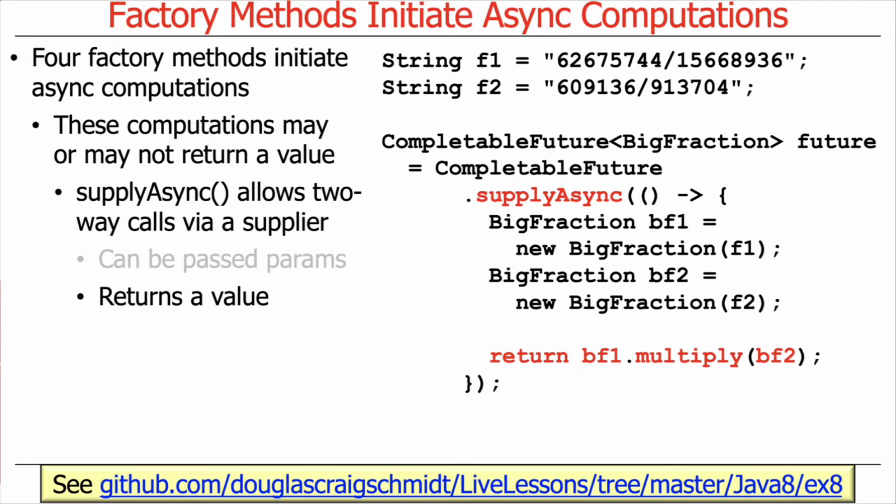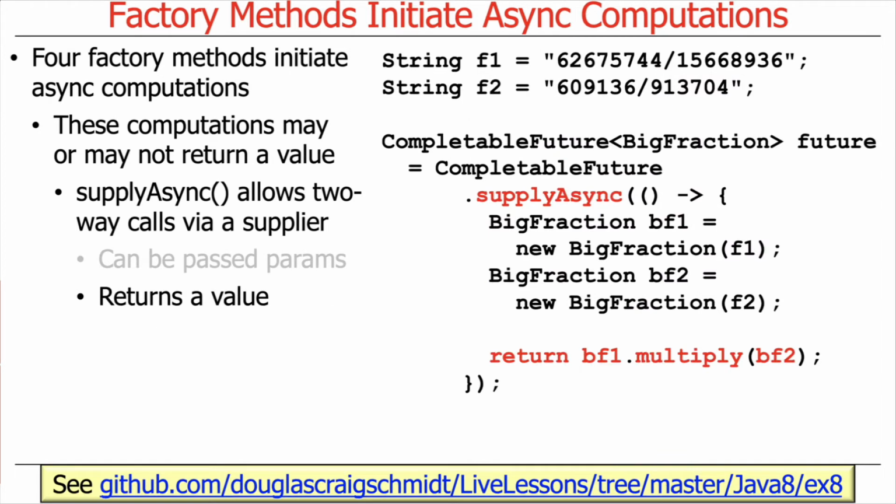supplyAsync returns a value. In this particular case, it's going to return a completable future to a big fraction. The big fraction that we'll get back when it's done computing in the background will be the result of multiplying big fraction 1 by big fraction 2. So BF1 times BF2 takes place in some thread in the background, and the result will be delivered back through this completable future that's returned as a return result from the supplyAsync factory method.